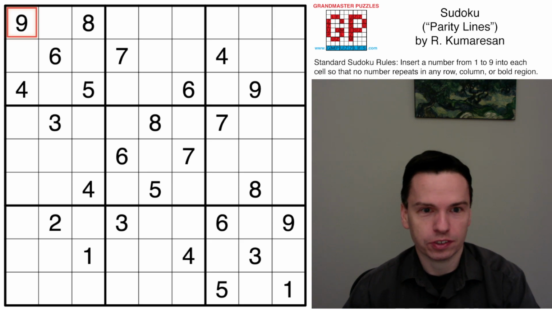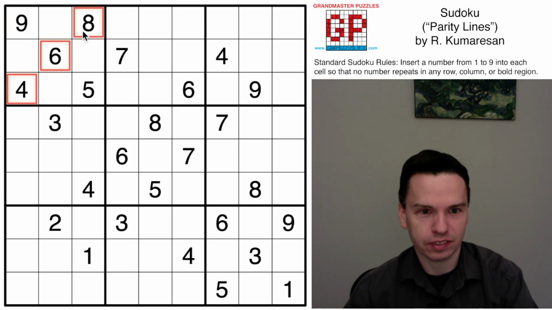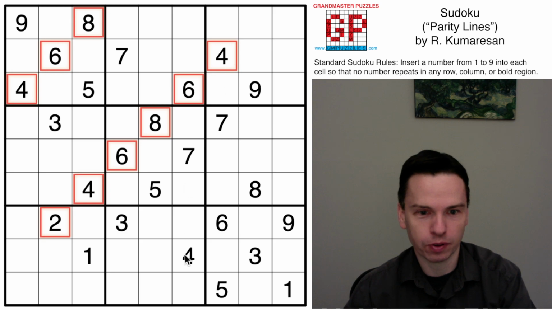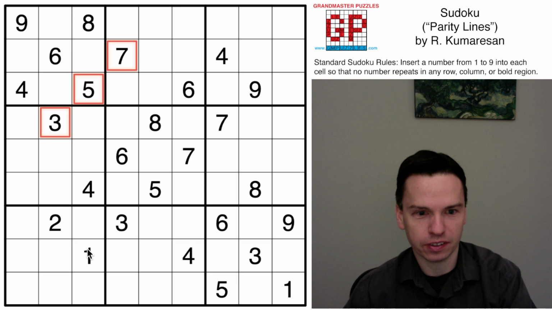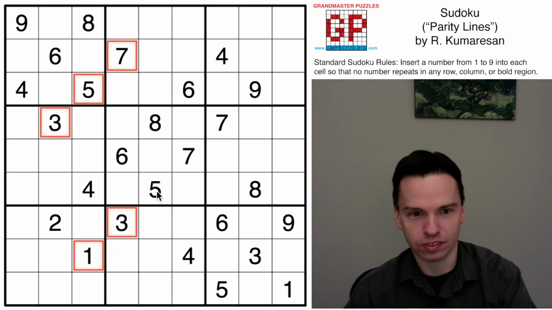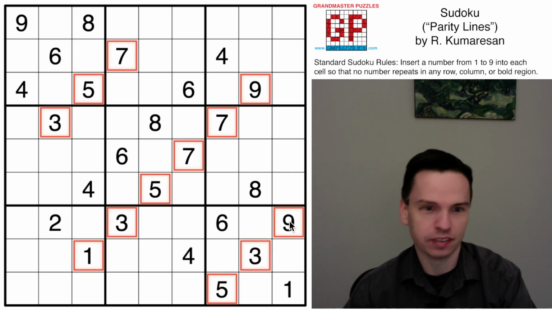So here to solve the Sudoku called Parity Lines by Kumaresan. It has these even digits along this diagonal, another 2 up through 8, down back to 4 on that diagonal, 4 up through 8 on this diagonal, and the parallel diagonals are all odd, so 3 up to 7, 1 up to 9, and then 5, 3, 9 to make it work.